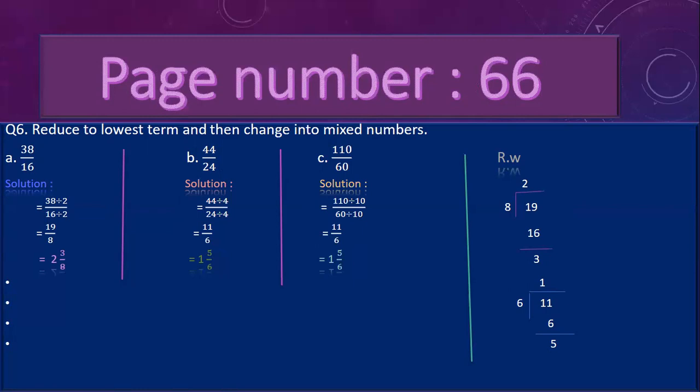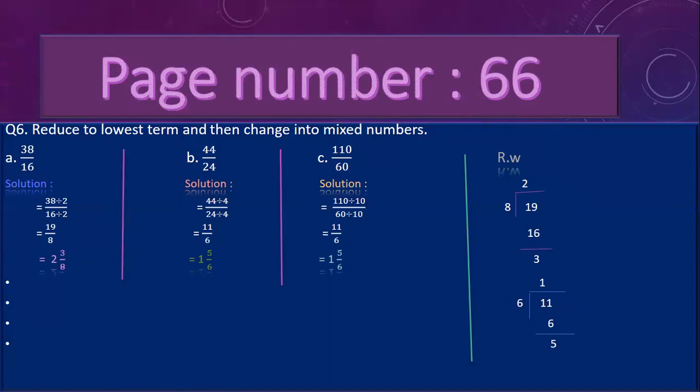First part is 38 over 16. 8 and 6 are on the unit place. They both are even numbers. So it means that we can divide them by 2. After dividing, 19 over 8 is the new fraction. When we convert 38 over 16 to the lowest form, we write it as the mixed number 2 whole number 3 over 8. 2 whole number 3 over 8 is the required answer of 38 over 16.